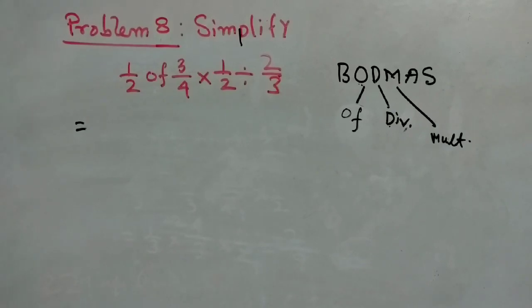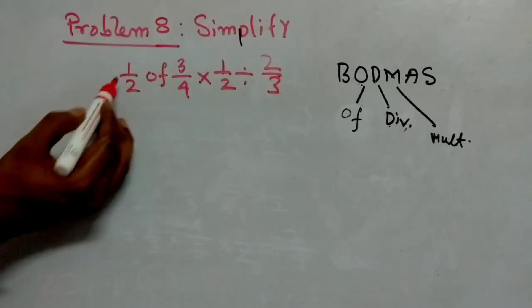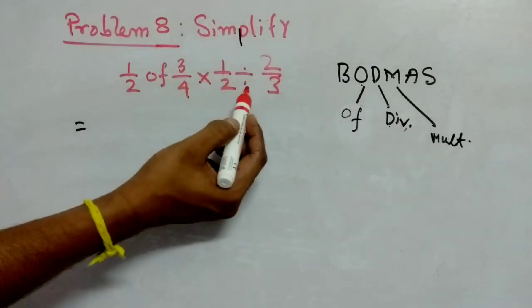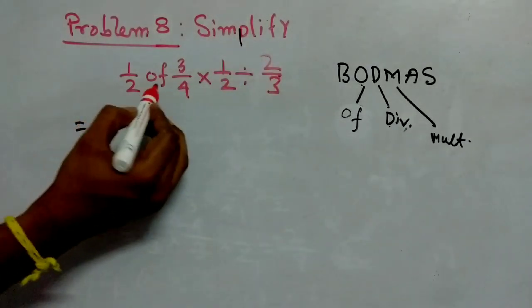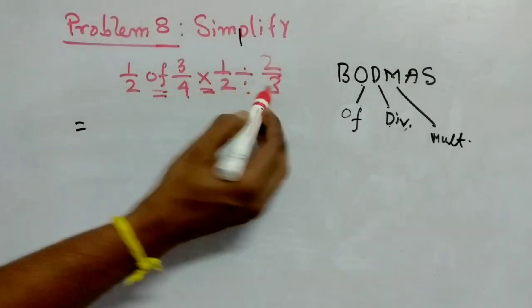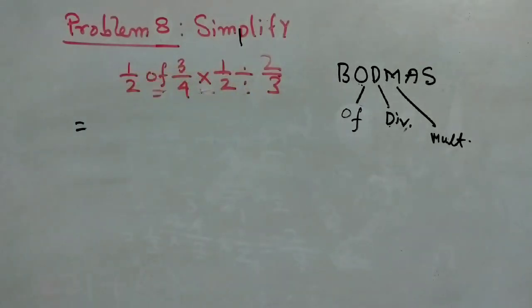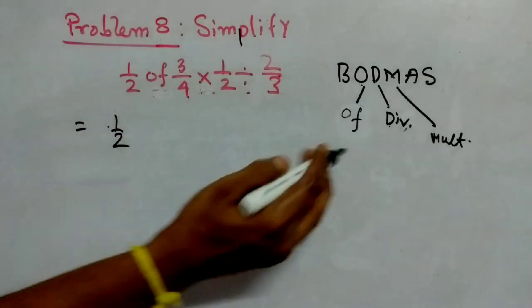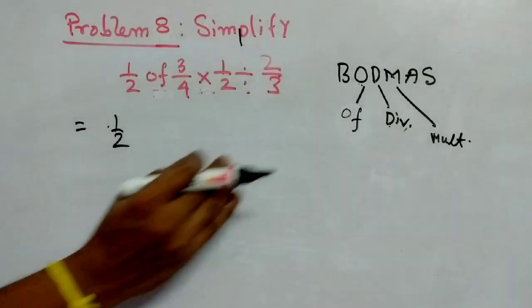So let's go for problem number 8. Here 1 by 2 of 3 by 4 into 1 by 2 divided by 2 by 3. Here three things are mentioned, of, multiplication and division. Now by the BODMAS rule, of comes in front of division. So let's go for of first. Now I will tell you that of means nothing but multiplication.